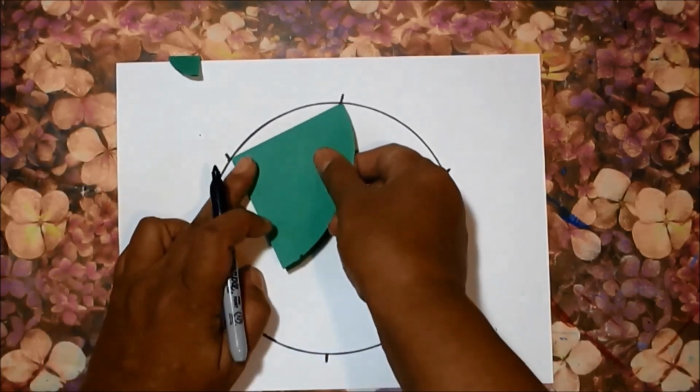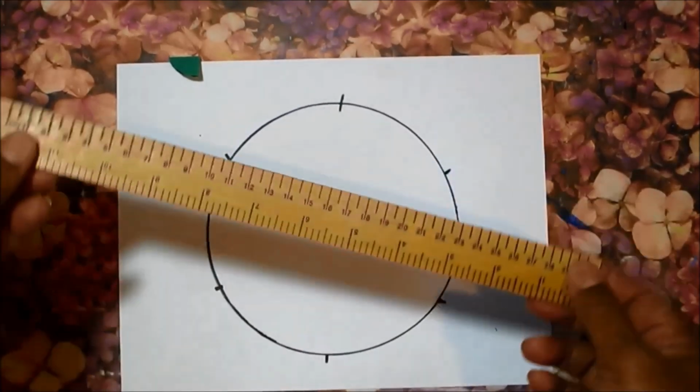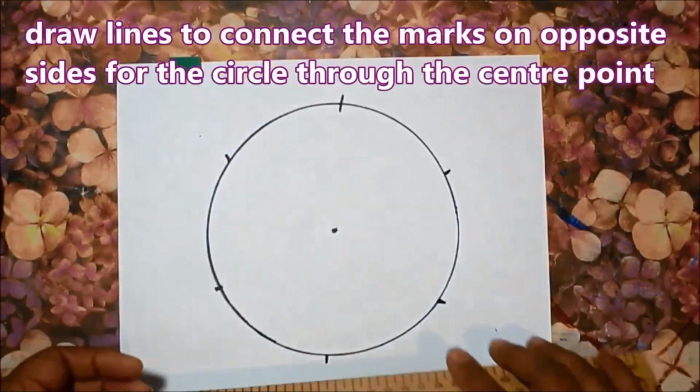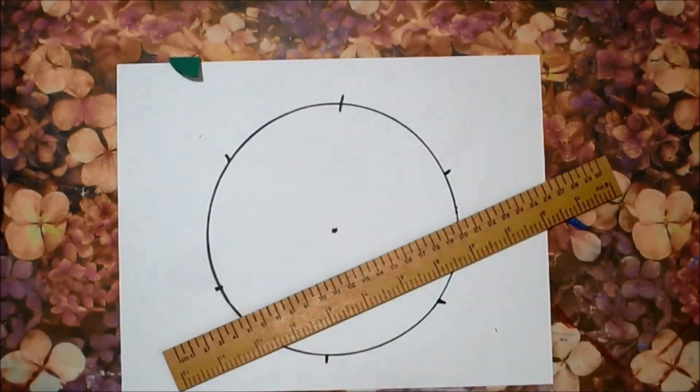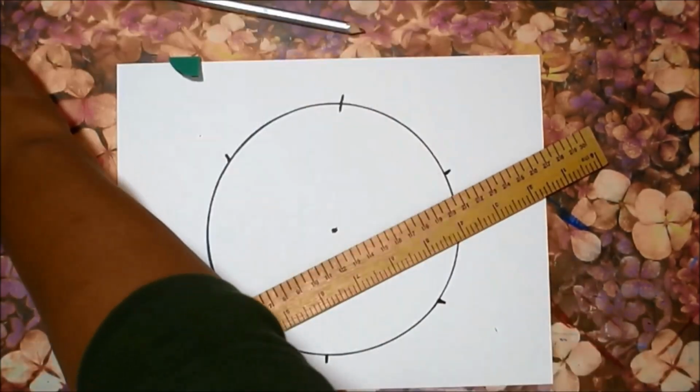Now the next part is to draw the lines, to draw 3 lines through the middle of your circle, lining up with your tick marks that you made, to divide your circle into 6 equal wedges.